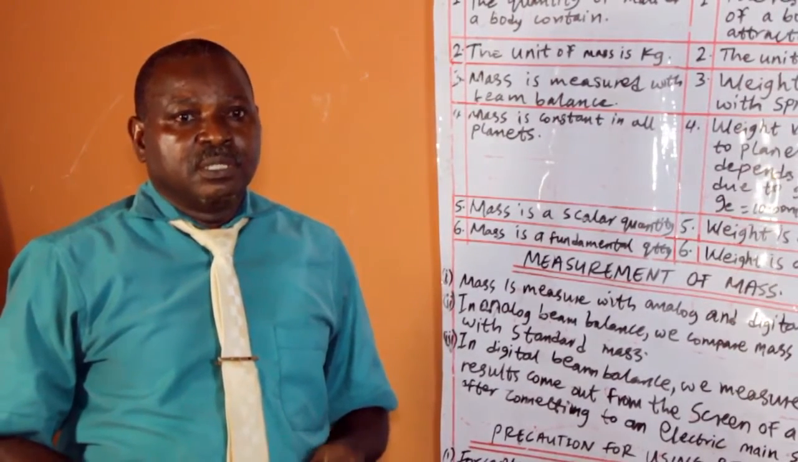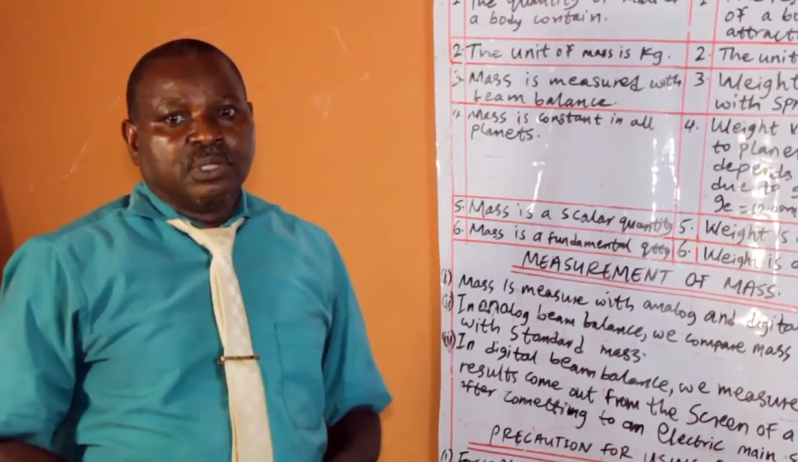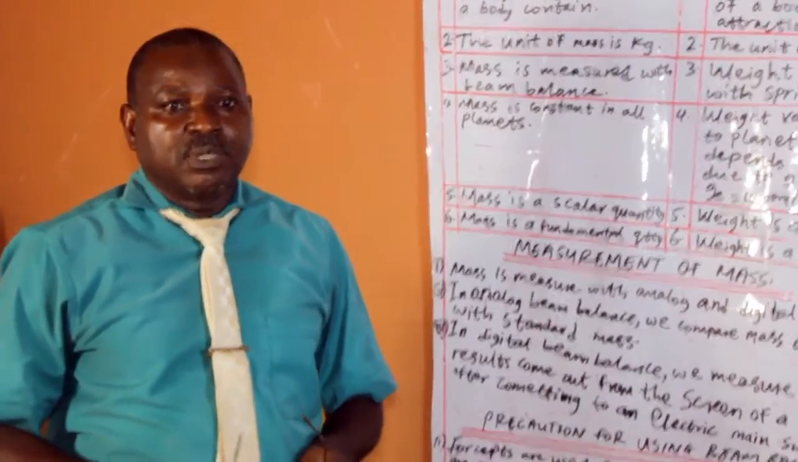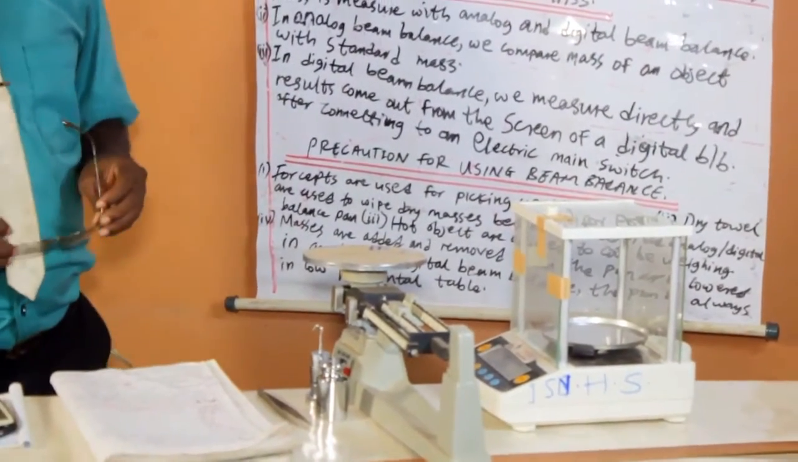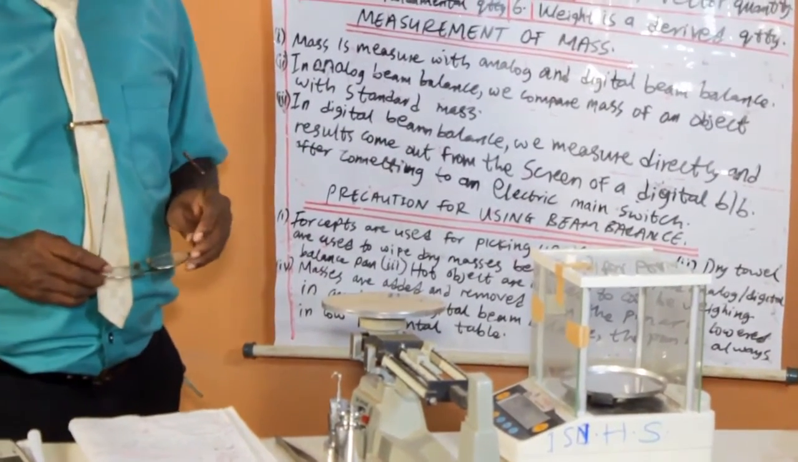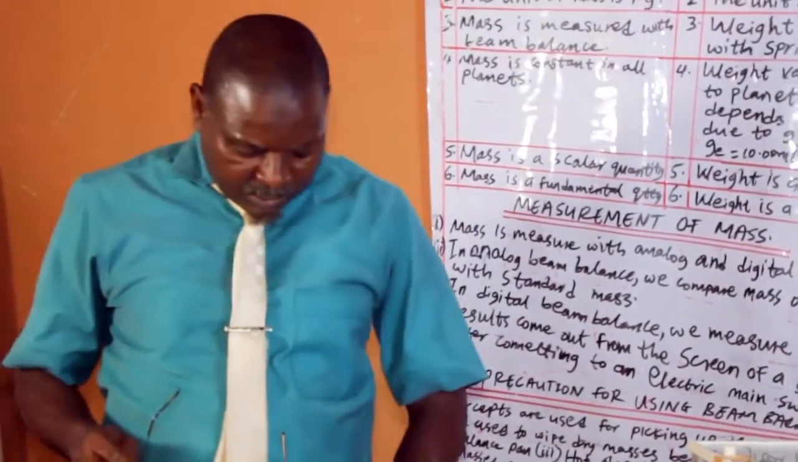3. We use beam balance to measure mass, while we use spring balance to measure weight.